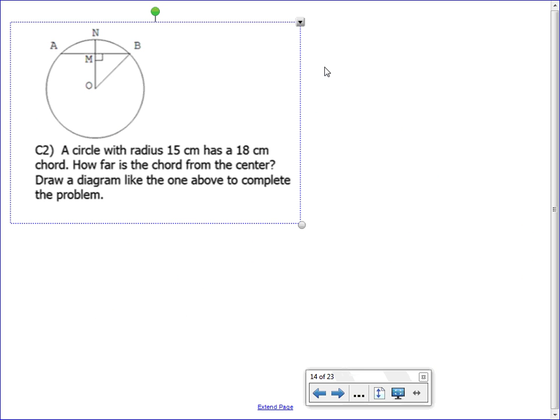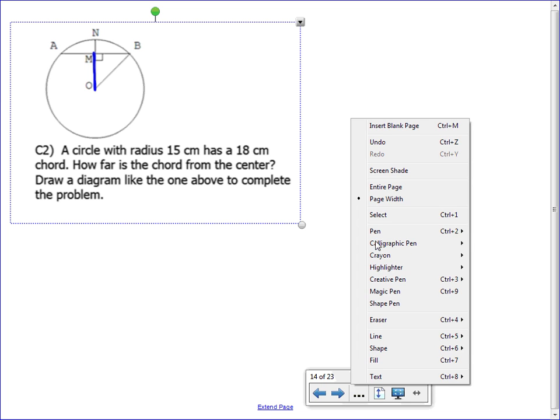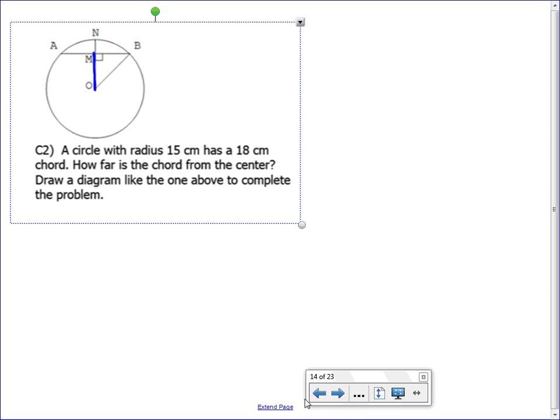All right, so C2 says a circle with a radius of 15 centimeters has an 18 centimeter chord. How far is the chord from the center? So students want to spend time trying to understand what information you're looking for. It says how far is the chord from the center. They're talking about this distance, indicated by the blue line. So what am I given? I'm given that the chord is 18 centimeters long. So then this is 9, and that's 9 centimeters.